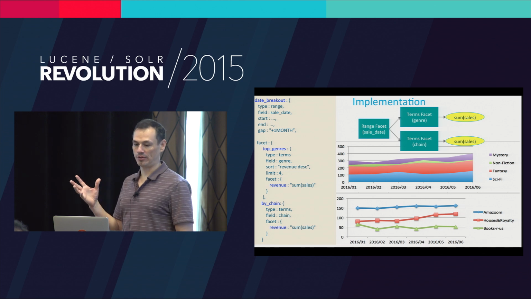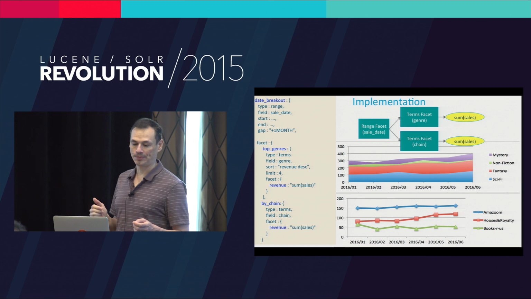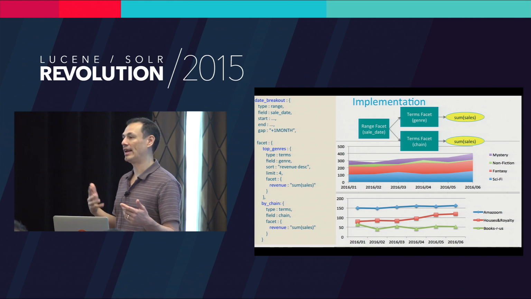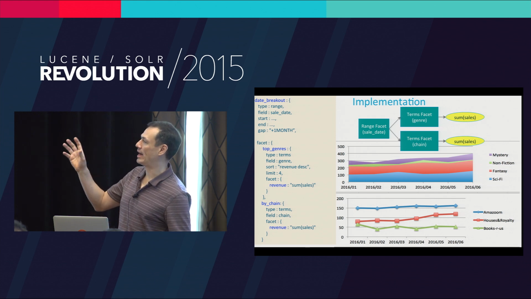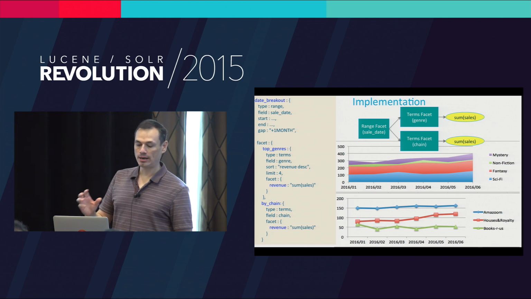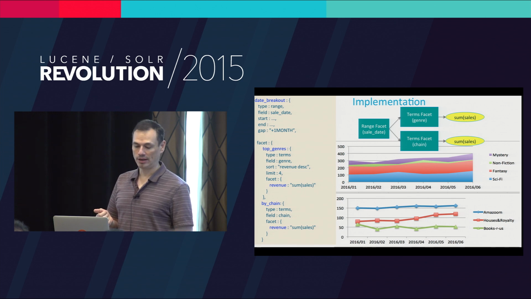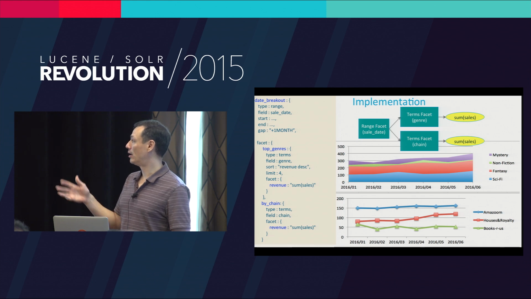This is the first time we've seen the actual syntax for the range facet. We've said, okay, we're naming it date breakout. The type is range. The field is on sales date. And we have our start and end and a gap. The gap is in date math, so we can say +1 month. Then we have our facet block that defines the subfacets and statistics. We have a top genre and by chain, which are just straightforward mappings from our logical view. And that gives us all the data that we need for these charts.